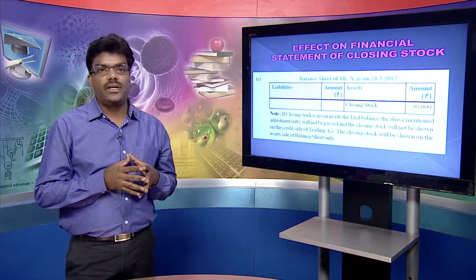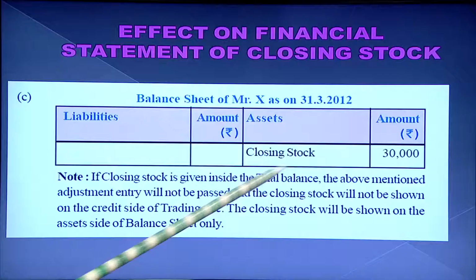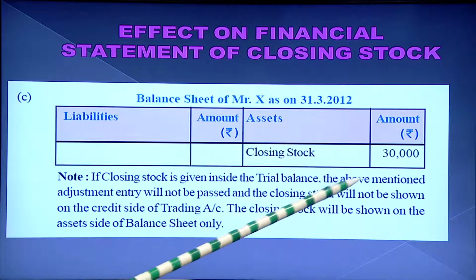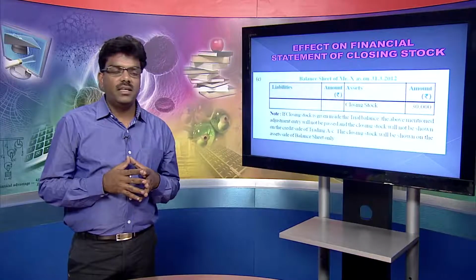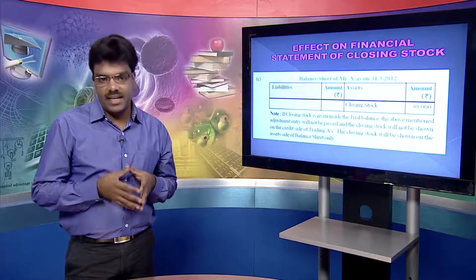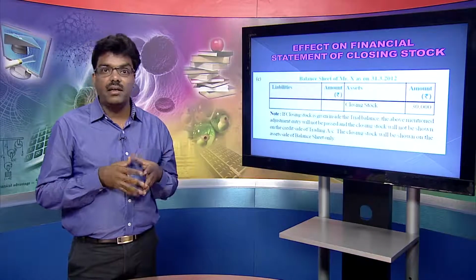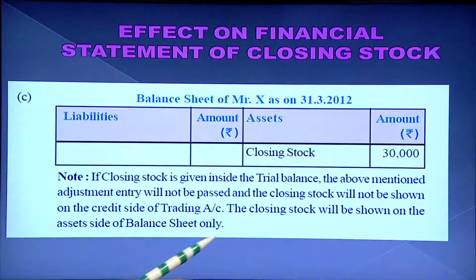But one important point: if closing stock is given inside the trial balance, the above mentioned adjustment entry will not be passed and the closing stock will not be shown on the credit side of trading account. The closing stock will be shown on the asset side of balance sheet, because all the adjustments given at the end of the trial balance, those adjustments we show on both sides, but if it is given in the trial balance, that means it is not an adjustment. So, you will show only one side and closing stock will be on the asset side of balance sheet only.